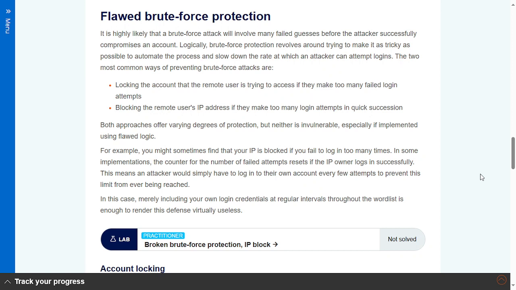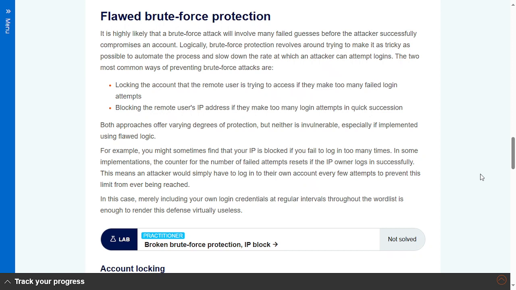The two most common ways of preventing brute force attacks are locking the account that the remote user is trying to access if they make too many failed login attempts, and blocking the remote user's IP address if they make too many login attempts in quick succession. Both approaches offer varying degrees of protection, but neither is invulnerable, especially if implemented using flawed logic.